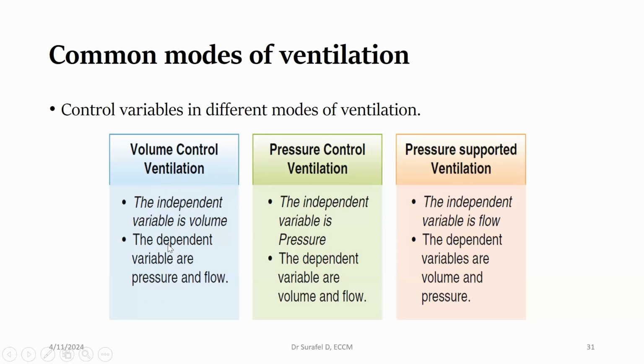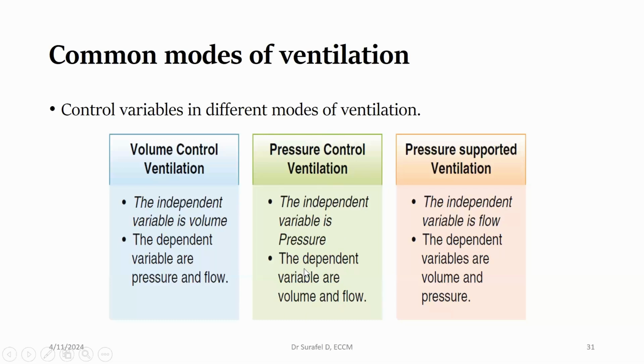So the independent variable will be the tidal volume. The dependent variables, the variables that are going to change for the patient, will be the pressure and the flow. In pressure control ventilation, it's the reverse. The pressure will be controlled. If you set the pressure at 20 centimeters of water, the machine is not going to exceed this set pressure. Rather, the tidal will vary.